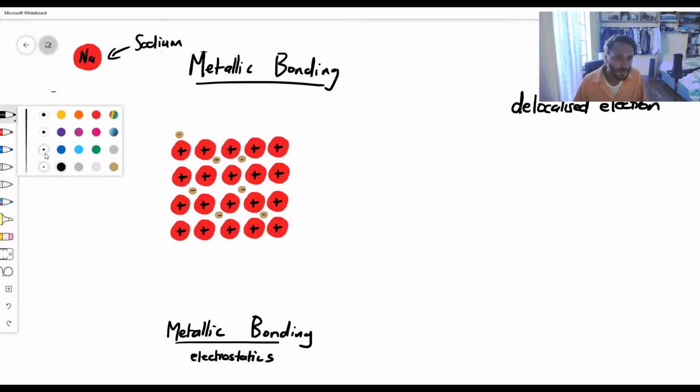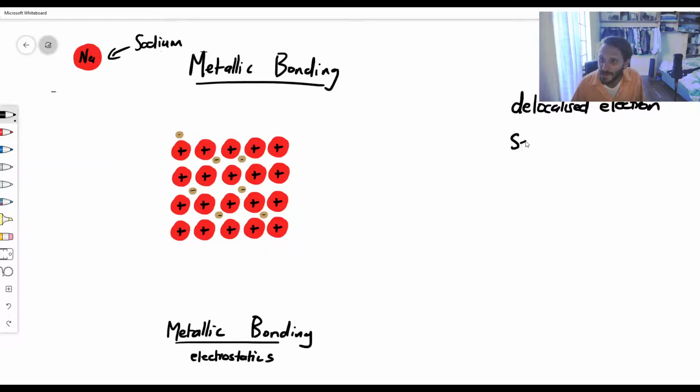We sometimes also refer to this as a sea of electrons, because these electrons are flowing and moving about. We sometimes refer to them as delocalized electrons or a delocalized sea of electrons. So this is effectively what a metal looks like. And this particular arrangement, the sea of electrons with these sodium atoms, is what gives metals their properties. We're going to get into that a little bit later.